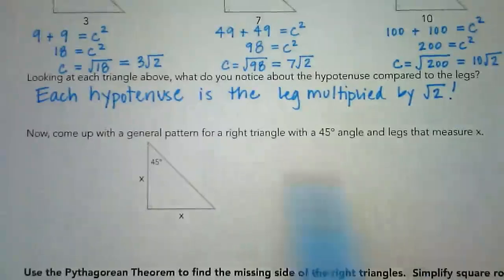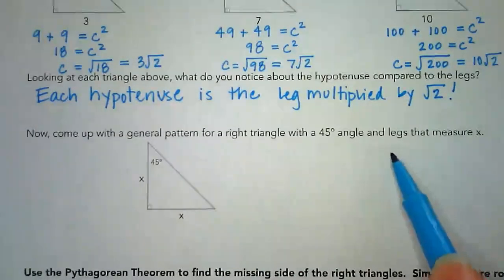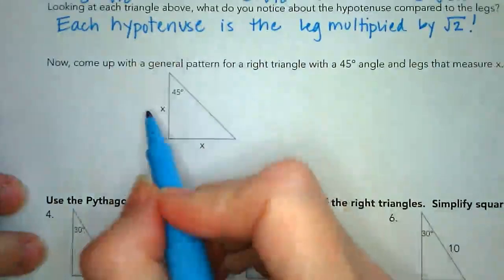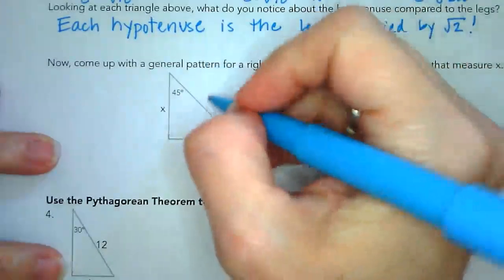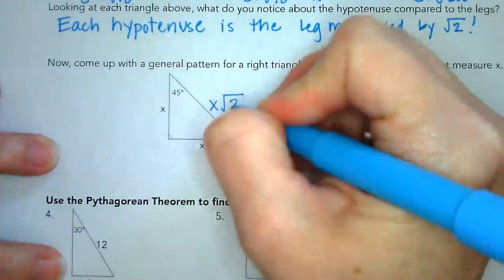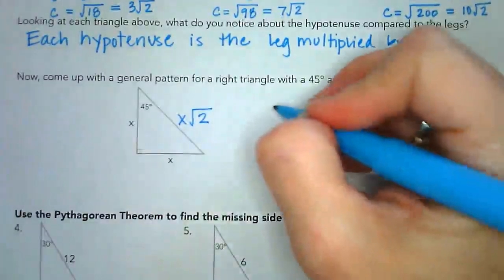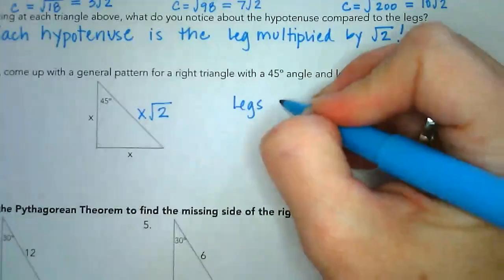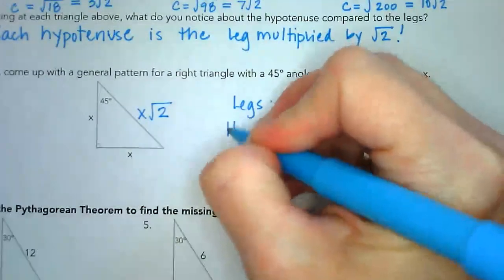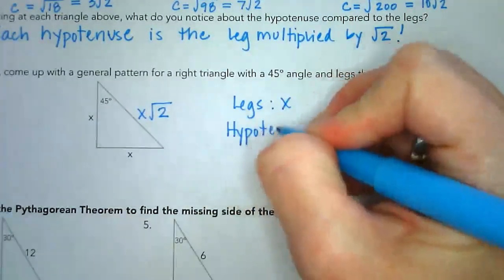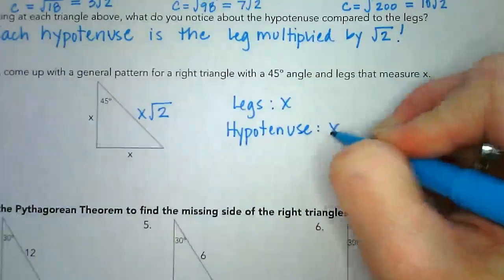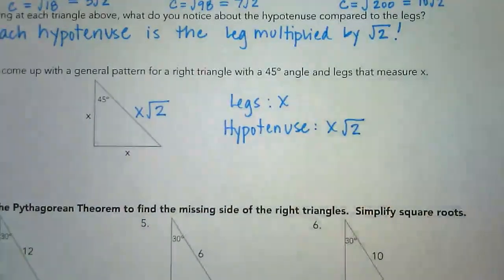All right, so now come up with a general pattern for a right triangle with 45-degree angle and legs that measure x. Well, if I look up here, instead of having a number, I have an x. So if this leg is x and this leg is x, then I know the hypotenuse is going to be x times the square root of 2. So the legs are x, and then the hypotenuse is going to be that measurement multiplied by the square root of 2.